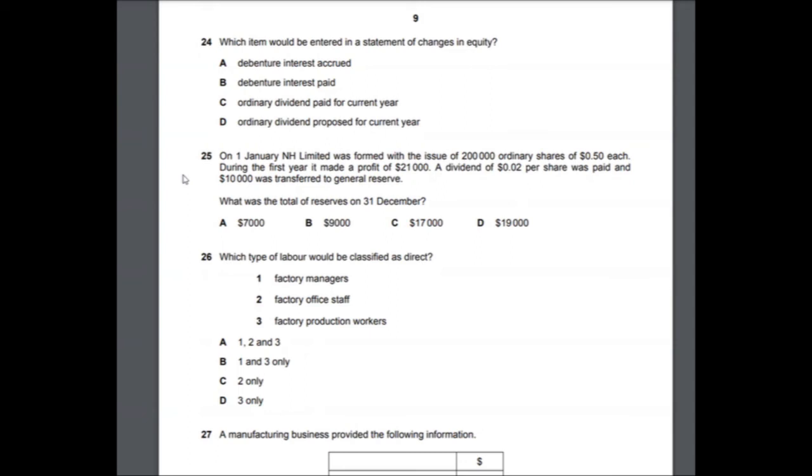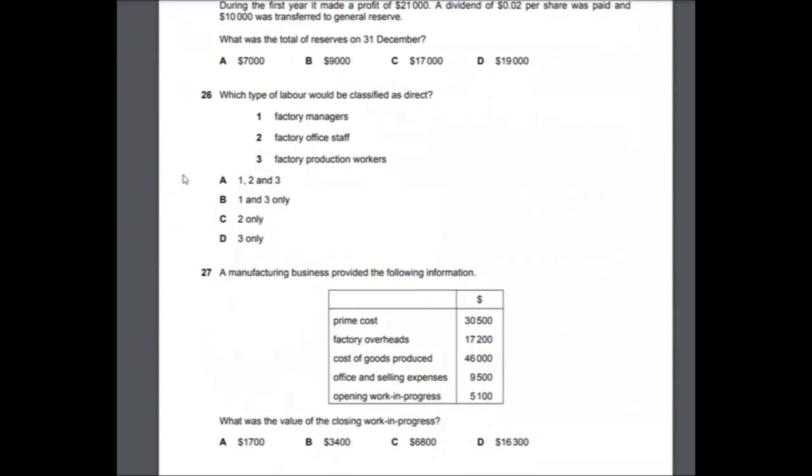$21,000 minus $4,000 is $17,000, and that's the total reserves available on 31st December for the company. Of course, $10,000 were transferred to general reserve. It's a very specific category, but the question here is asking what was the total of reserves which were available, right? So that's $21,000 minus $4,000, and that's $17,000. So option C is the correct answer for multiple choice 25.